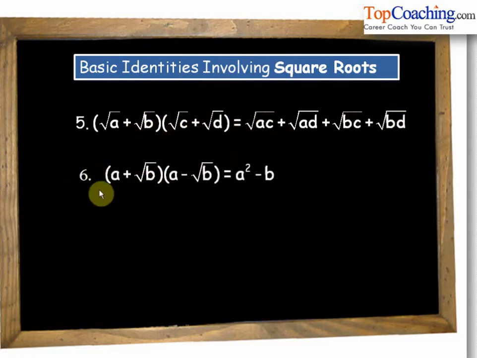And the sixth property is a plus under root of b into a minus under root of b is equal to a square minus b. Again, here we have used the formula that a square minus b square is equal to a minus b into a plus b. So when we apply this, we directly get this result, that is a square minus b. So these were some of the very basic identities involving the square roots.